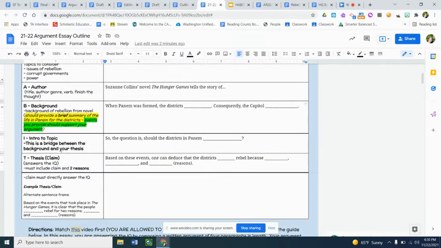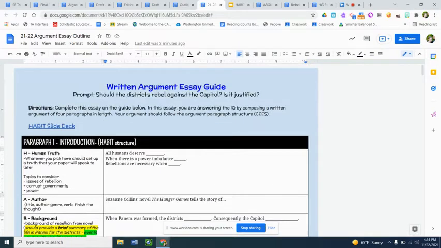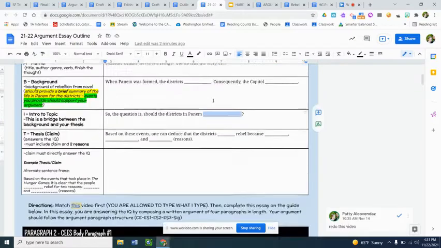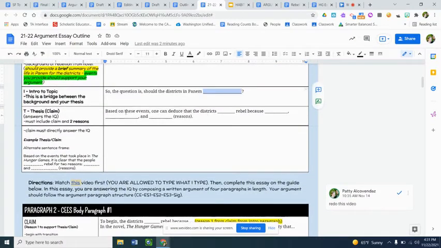So coming down here, intro to the topic. Now we're kind of putting that together. Okay, so this is our character Katniss and what she's doing. Here's the Hunger Games scenario to begin with. So the question is, should the districts in Panem what? This is our question: should the districts rebel against the Capitol? And then you're going to give your claim.